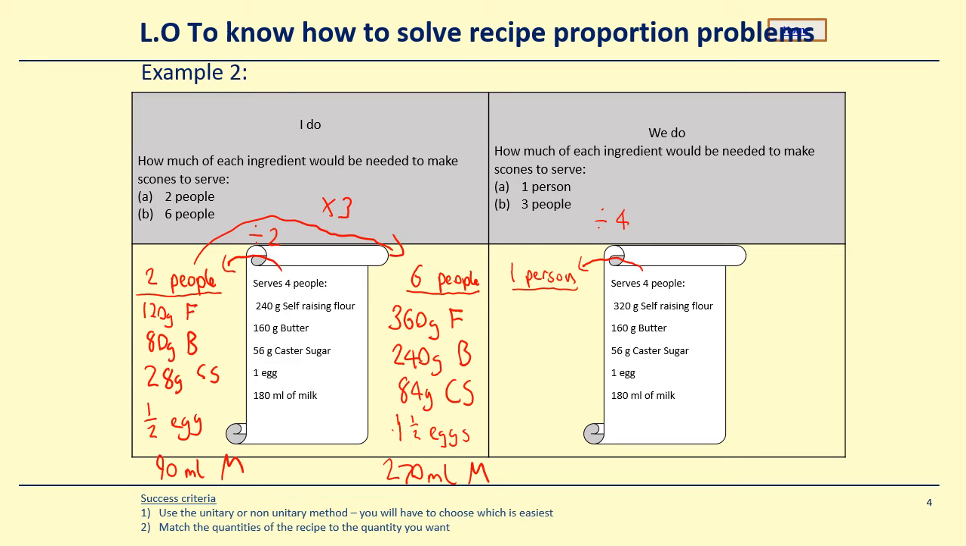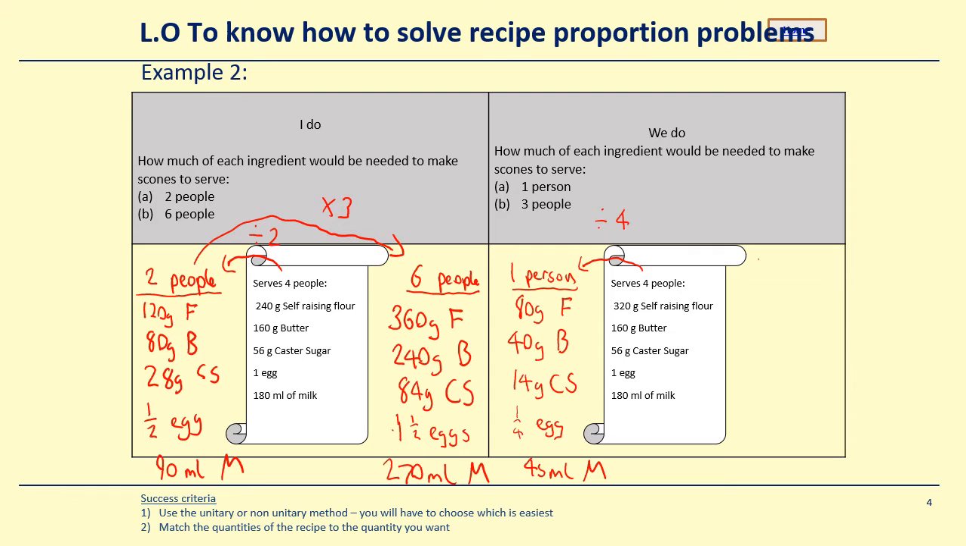So 320 divided by 4, that's going to give me 80 grams of flour. 160 divided by 4 is going to give me 40 grams of butter. 56 divided by 4 gives me 14 grams of caster sugar. 1 egg divided by 4 gives me a quarter of an egg. And 180 ml of milk divided by 4 gives me 45 ml of milk.